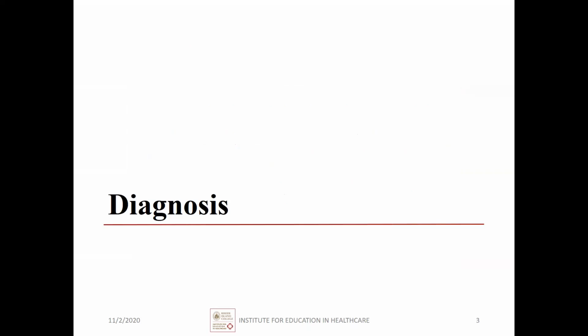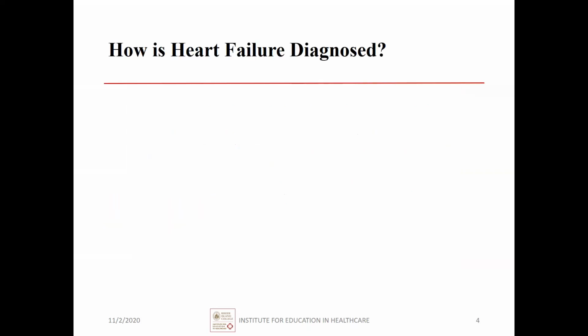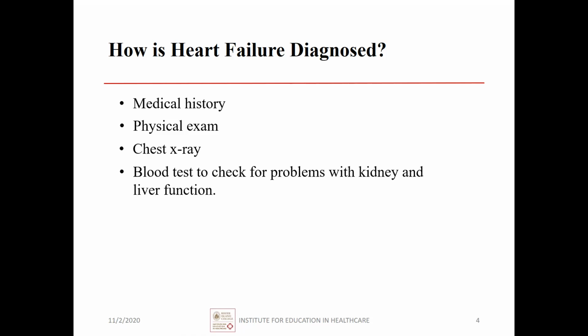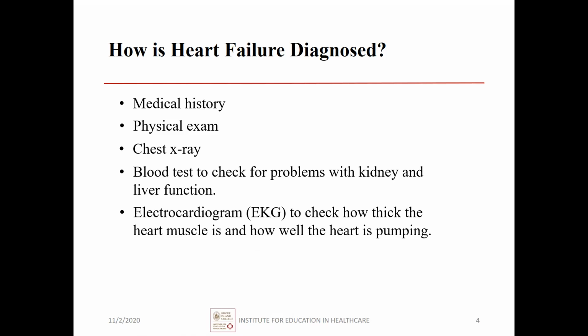Diagnosis and treatment. How is heart failure diagnosed? Well, the care team looks at the client's medical history, their physical exam, a chest x-ray, blood tests to check for problems with the kidneys or with liver function. An electrocardiogram, or EKG, checks how thick the heart muscle is and how well the heart is pumping. And an echocardiogram, ECG, checks the heart rhythm.